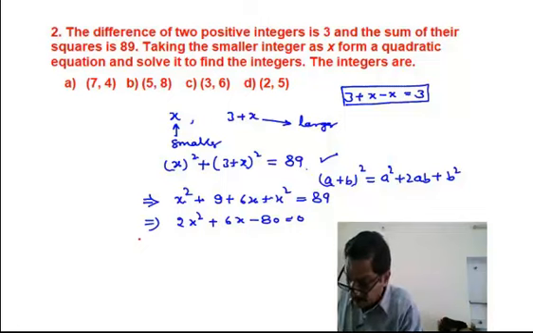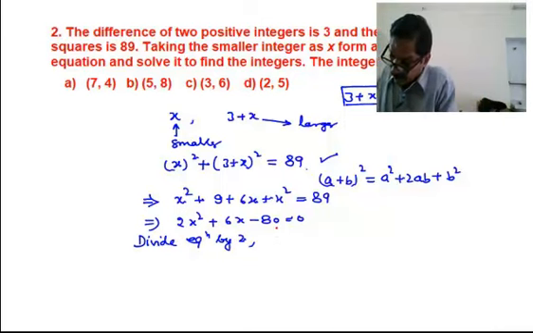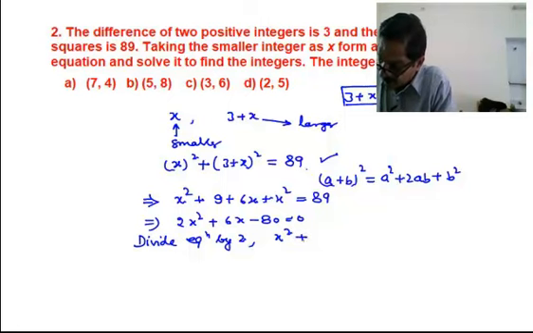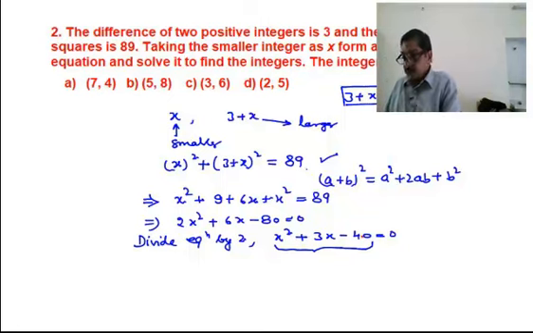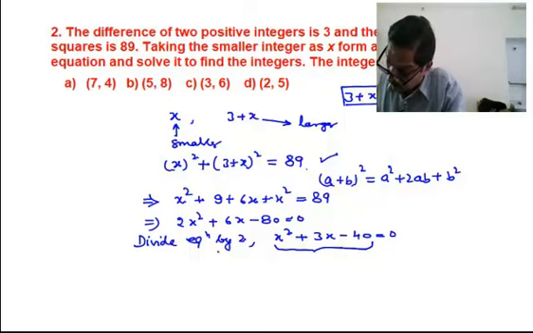Divide the whole equation by 2. Now this gives us x square plus 3x minus 40 is equal to 0. Now this polynomial is to be factorized. We will use the method of factorization in order to solve this quadratic equation.